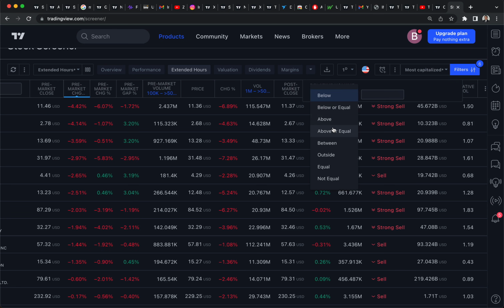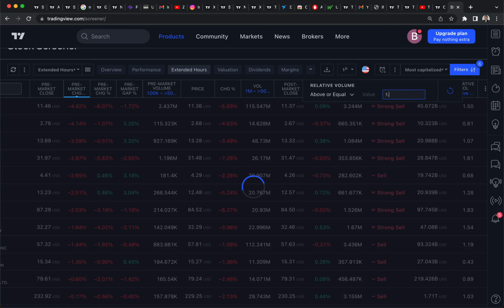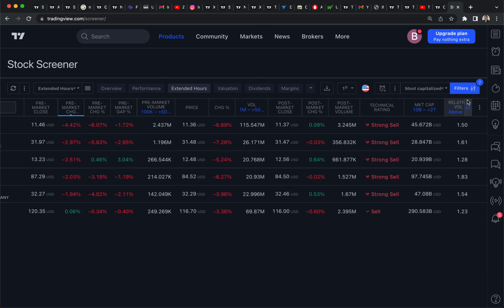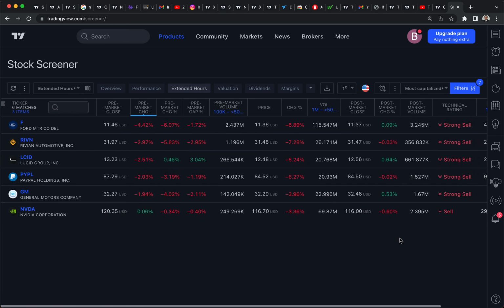And what I usually do is set it to be above or equal to 1.2. You can do 1.15 or 1.2. Either is totally fine. What this does for you is show you tickers that are trading 20% more volume than they usually trade. So these are stocks that are going to be moving quite a bit on the day.